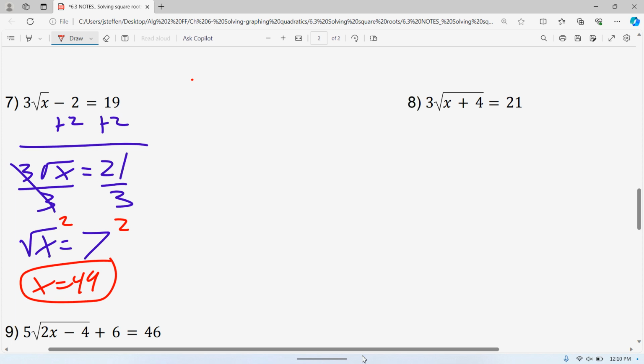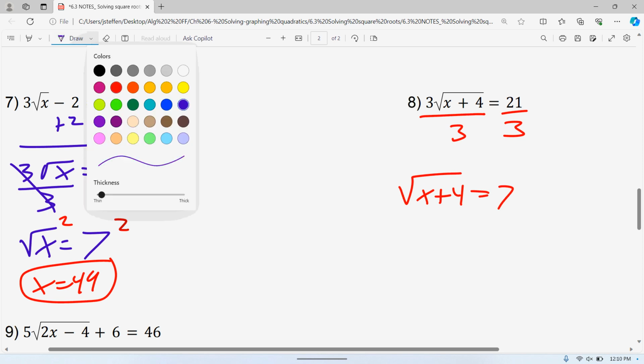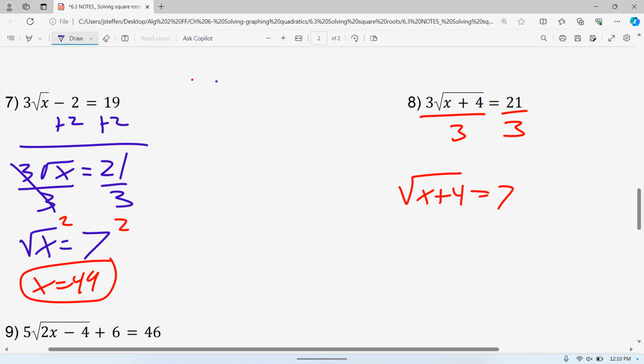So this one, you have to get the square root all by itself. So we got to get rid of that 3. So just like number 7, we have to divide by 3. Same thing with this one. We have the square root of x plus 4 is equal to 7. Now that that's itself, now we can cancel it.